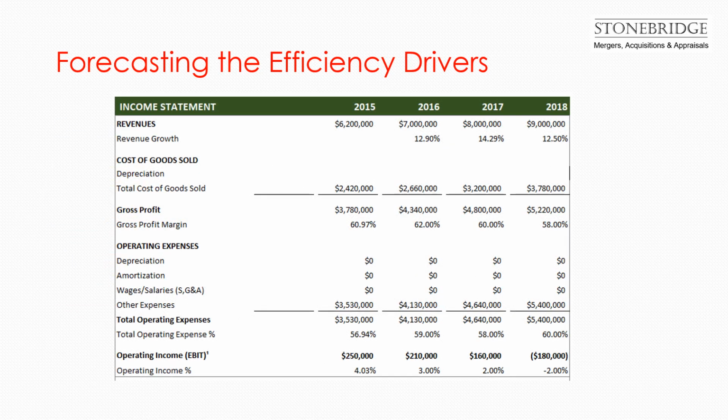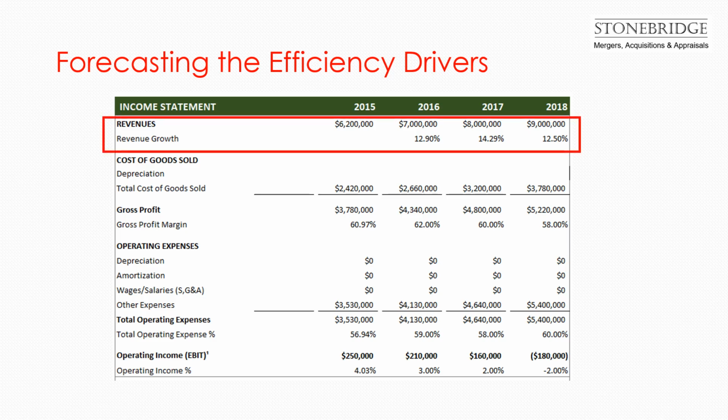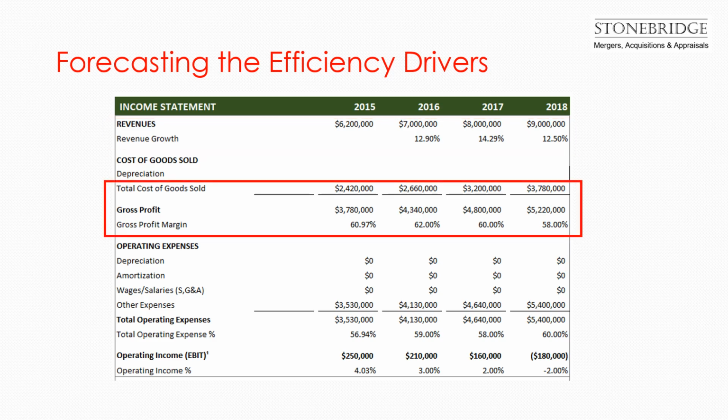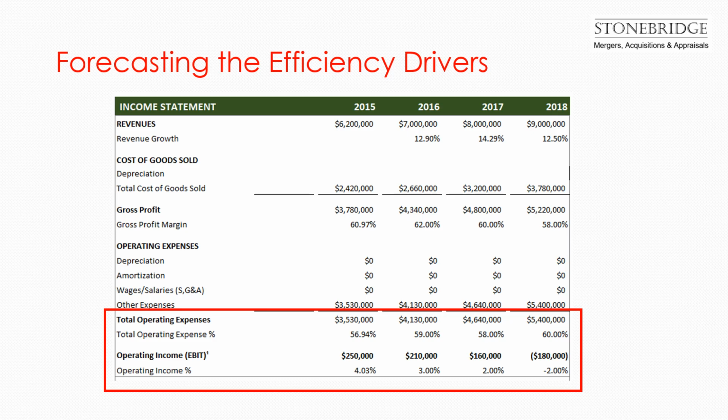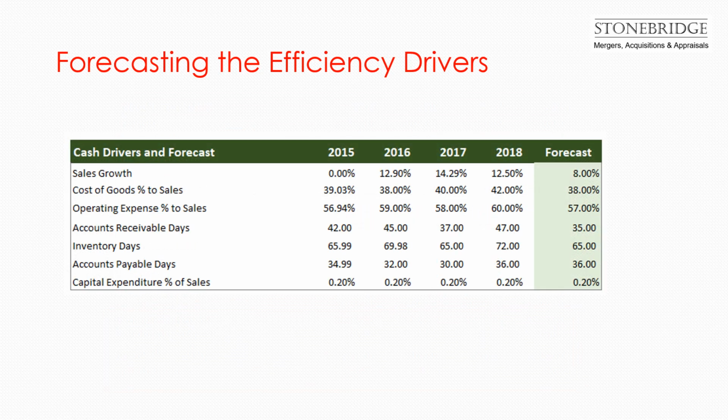This is the income statement for this company. The sales growth is double digits, but the gross profit margin is deteriorating. Operating expenses are creeping up and the operating income is decreasing. So where do we begin when forecasting? This table is a concise review of the 7 cash drivers. This is what needs to be forecasted.